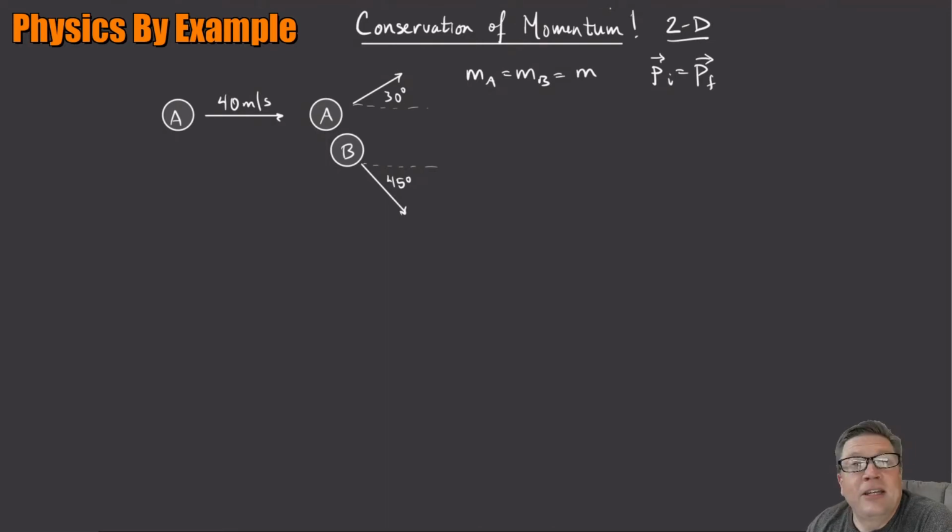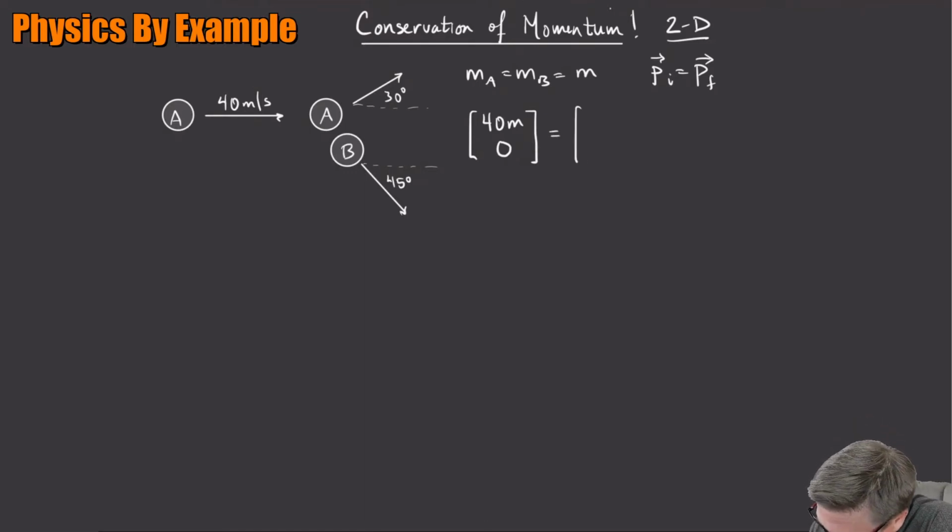So let's write down the conservation of momentum in 2 dimensions. It looks like this. Each vector has both an x and a y component. Initially, if B is at rest, then the initial momentum of the system is all due to A. So it's just going to be 40 times m in the x direction, and nothing in the y. That's the initial momentum of the system, because only A is moving.